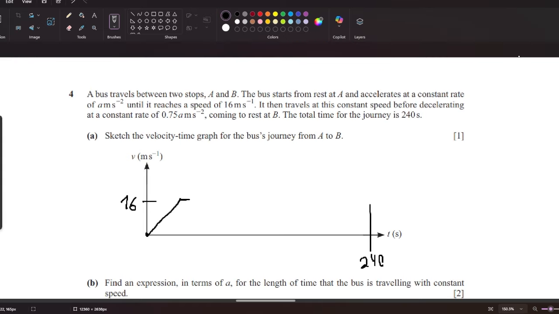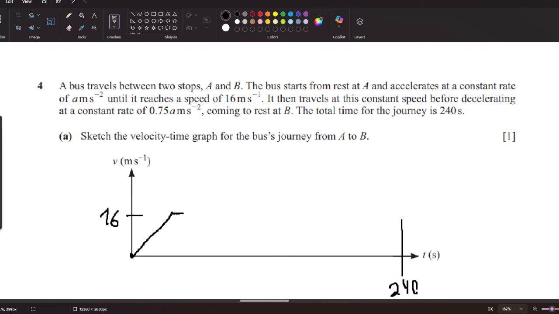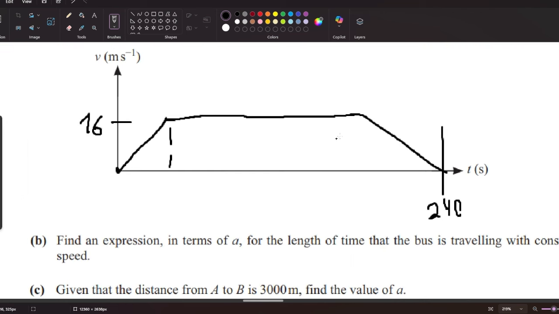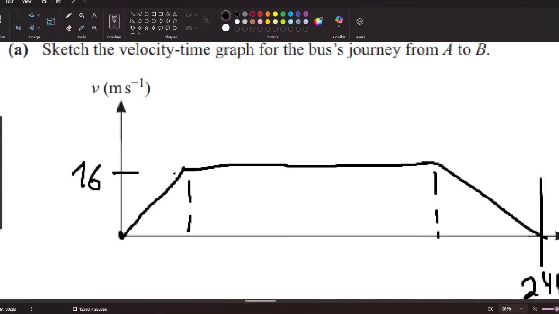So it hits 16, then travels at its constant speed before decelerating at the constant rate, coming to rest at B. Okay, 0.75. So the slope here is going to be lower by the absolute value. Okay, so we need to find this time over here. What we need to do is we can just subtract this interval and this interval.